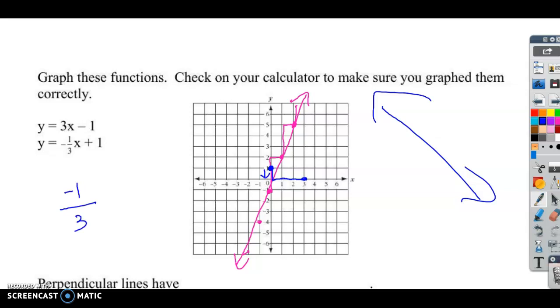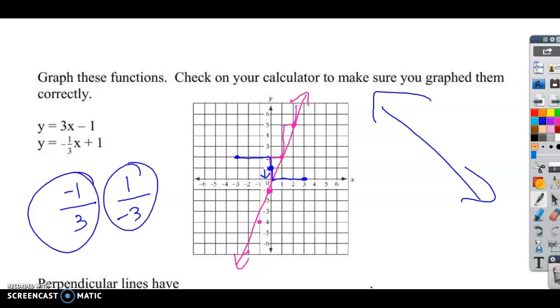I could go up 1 and then I would have to go to the left 3. See? Up 1, left 3. Either way, I'm still going to have an overall sign of a negative value, whichever direction I choose to go. Either way, that slope is going to go downhill.